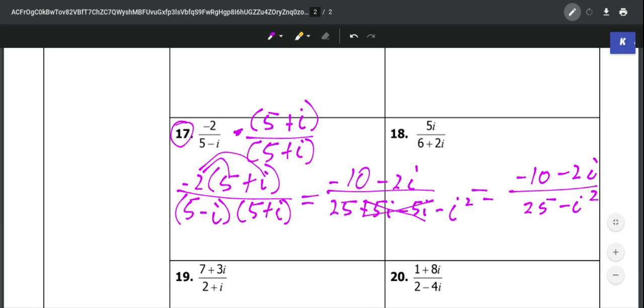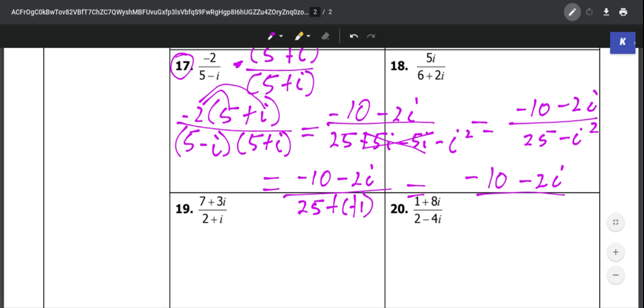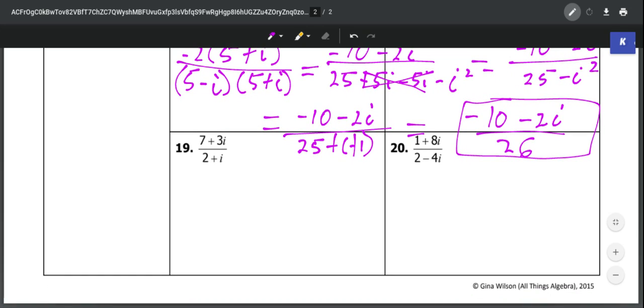Now, you always have to remember, i squared we can replace with negative 1, because i squared is negative 1. So this is going to be negative 10 minus 2i divided by 25 minus a negative 1. So that's actually going to be plus 1. So we're going to end up with negative 10 minus 2i divided by 26. Now, you're not done yet because this can reduce down, and I'm going to show you the best way to set that up to reduce it.